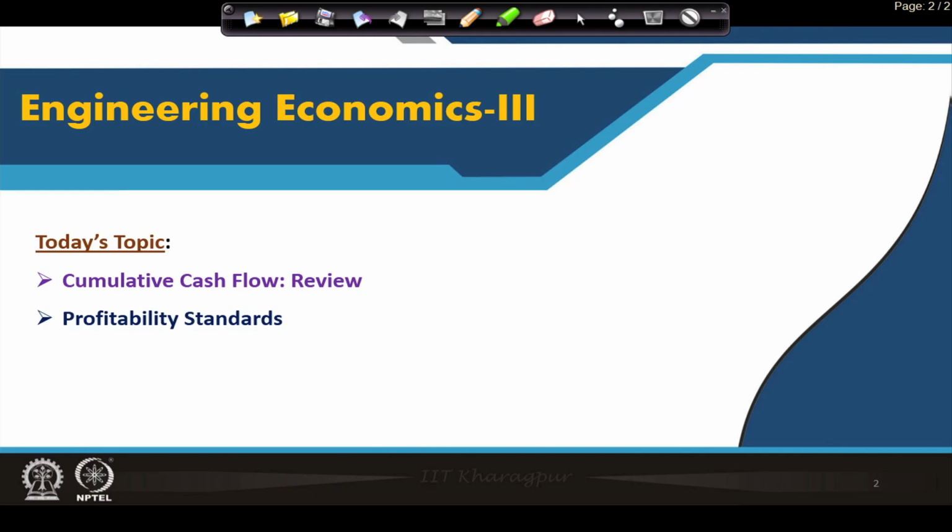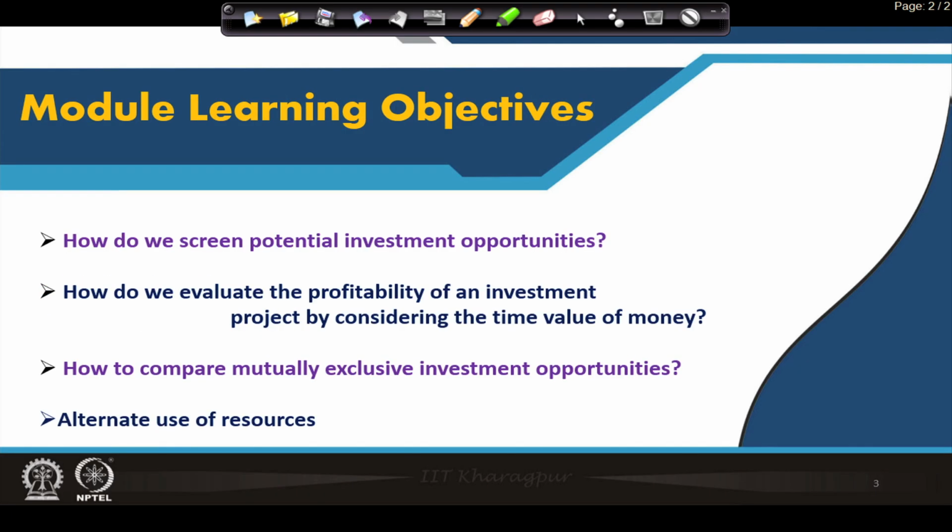Also, there will always be alternate uses of your resources. So, you will also learn alternate use of resources during this module. Today we will start with cumulative cash flow. We have briefly talked about it earlier. We will again review this and we will also talk about profitability standards. So, these are the learning objectives for this module.